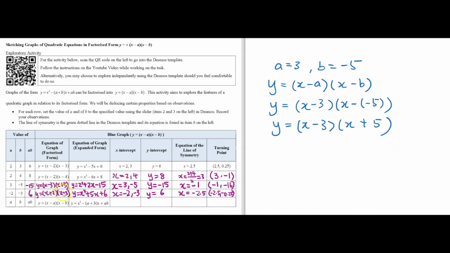Same thing for the fourth row, you have the same situation. The -2 and -3 for a and b respectively is going to give you y equals x plus 2 multiplied with x plus 3.